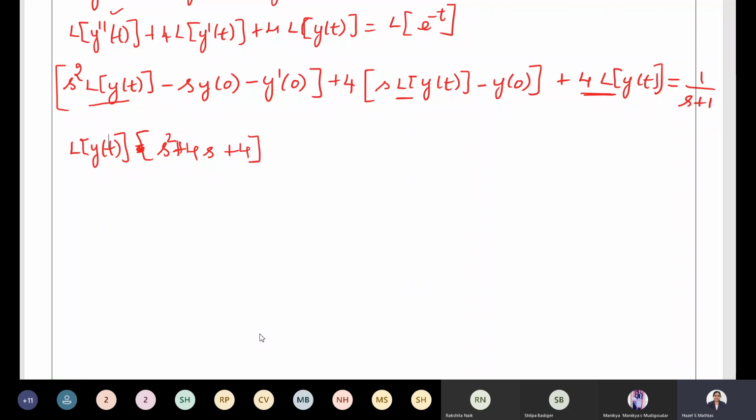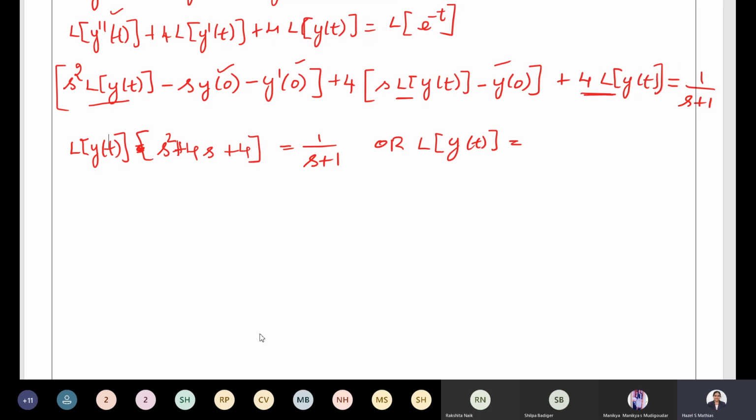That is equal to, what about the other terms? We have y of 0 and y dash of 0, which are all 0, given in the condition. That is equal to 1 by s plus 1. So what is the Laplace transform of y of t?